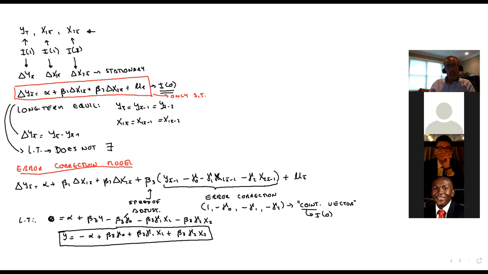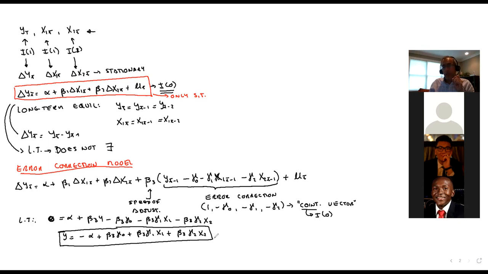And what you need to note is that I don't use the T anymore because this is equilibrium. I don't use the T here, so it doesn't change. In equilibrium, so this is my long-term equilibrium. Got it? So the beauty of this model, guys, is that it allows you to capture short-term movements, short-term relationships, but also allows you to compute a long-term equilibrium, right?